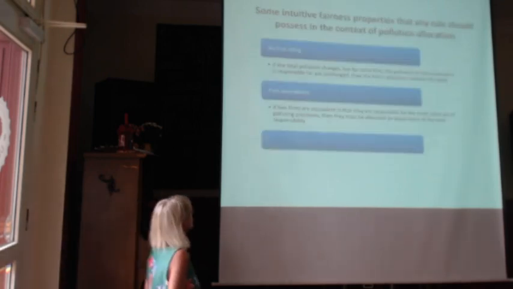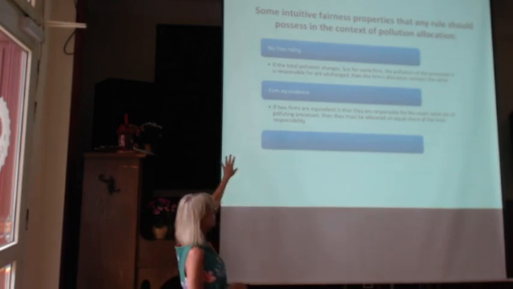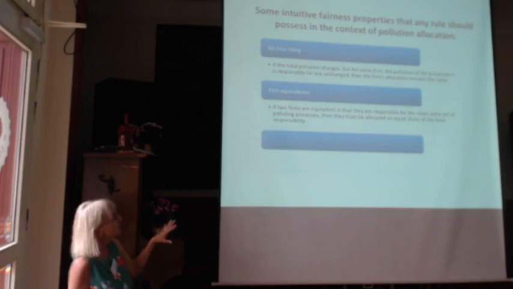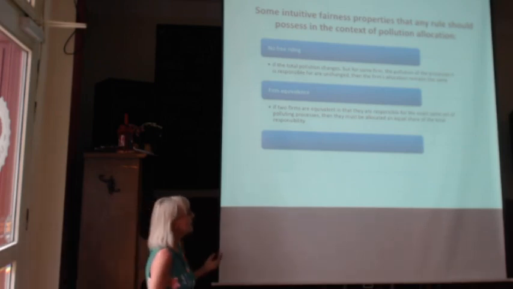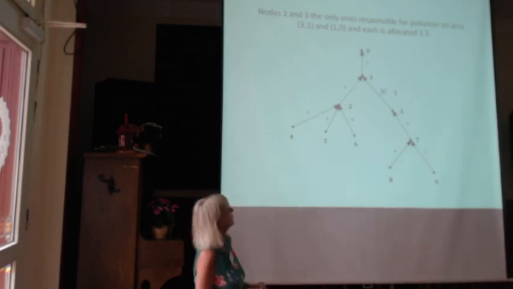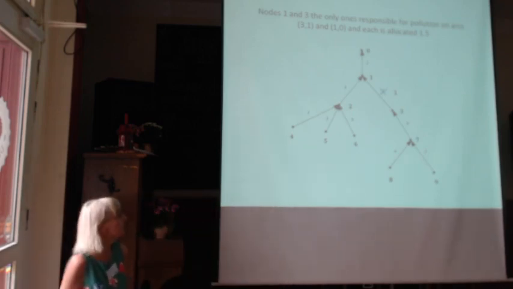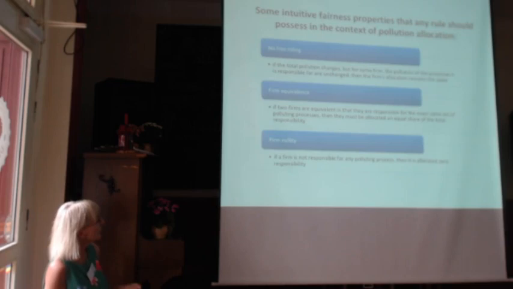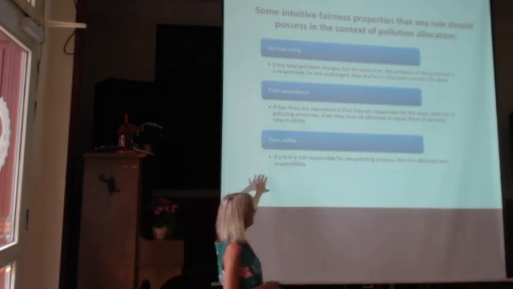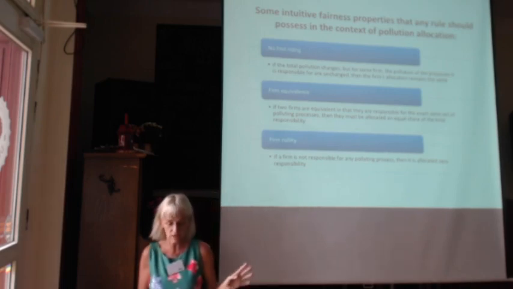The second one is firm equivalence. If the two firms are responsible for the same set of polluting processes, their allocation should be the same. As I said, if 3 and 1 are the only ones responsible for these two arcs, they should each be allocated 1.5. And the third one is nullity: if a firm is not responsible for anything, its allocation should be 0.